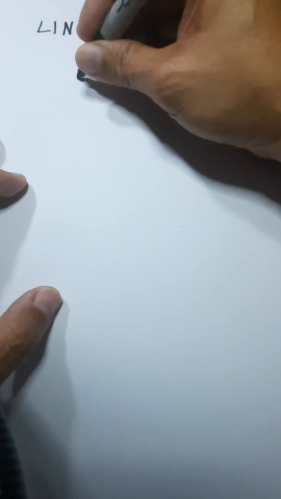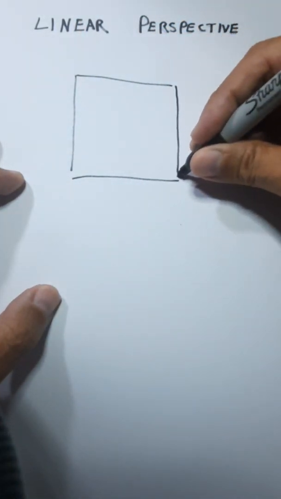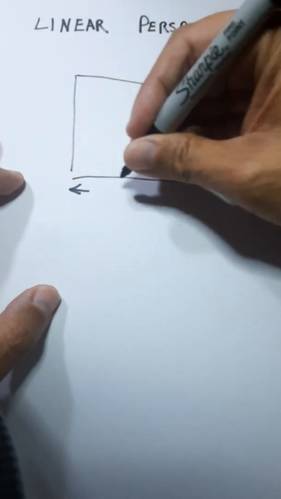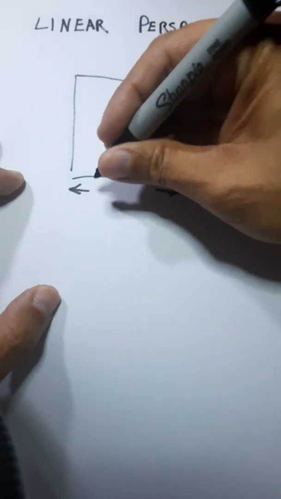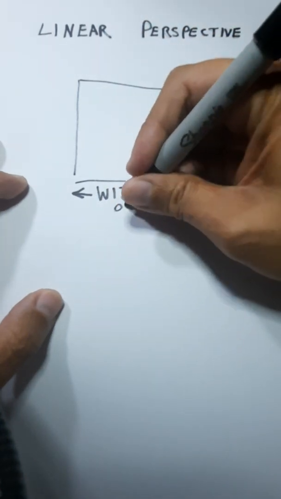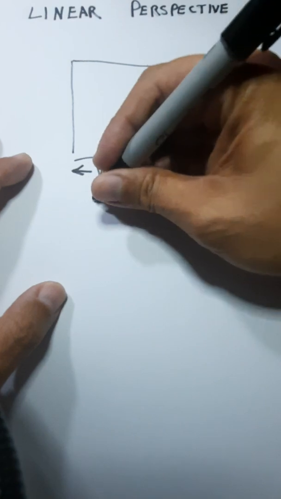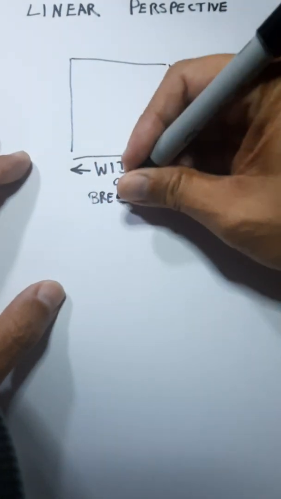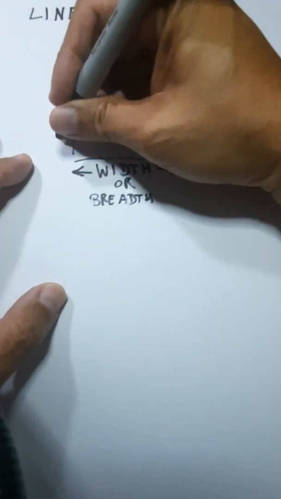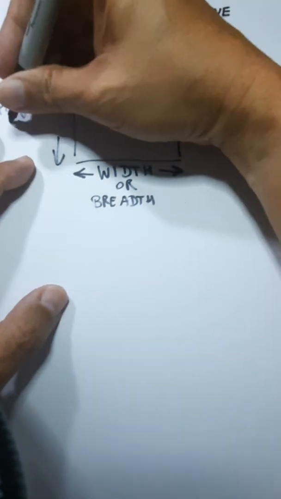So if I draw a cube, this here is the width, or it's called breadth. And this here is the height, or the length.